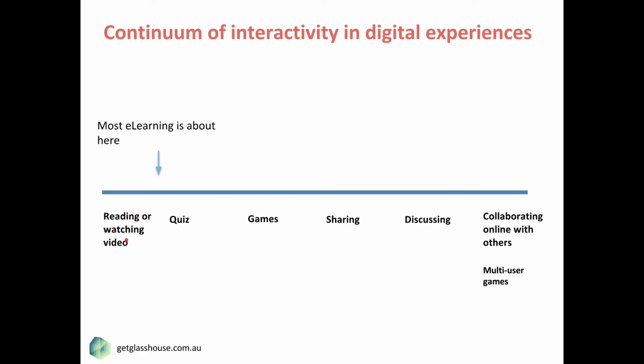So most of the time we spend online is reading or watching video, quite passive. Then we might have some quizzes. Then games become more interactive. Then in actual fact, I've slotted these notions of sharing and discussing, which is actually interacting between others and with others, as being a higher order level of interactivity. And then multi-user games is at that level of collaborating with others and working with others.